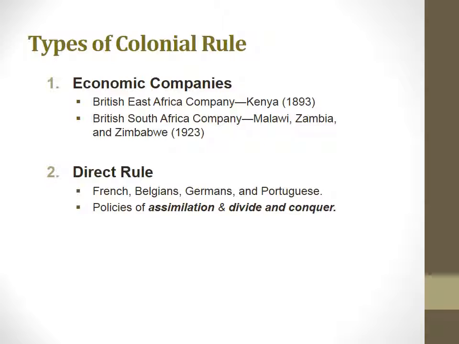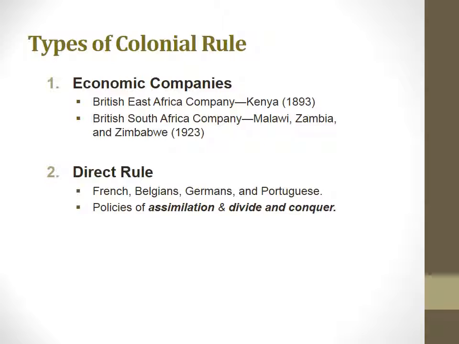Once claims were made and the borders were drawn for territories in Africa, the European nations had to come up with a plan for how to govern their newly acquired colonies. And there are basically 4 different types or ways in which they ruled the African colonies. The first was economic companies.